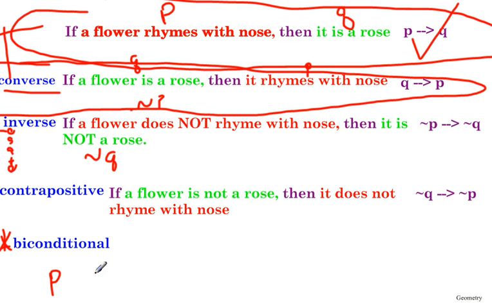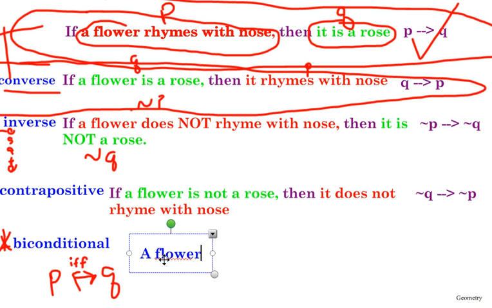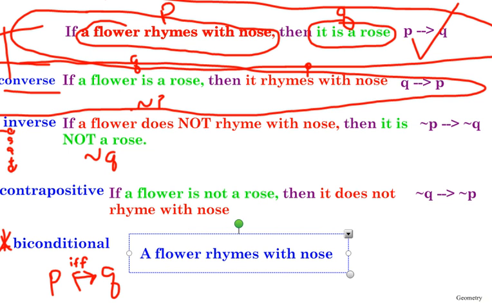Symbolically, your biconditional is just P and Q, but we have a double arrow in there. And that double arrow means if and only if. So that's why we want to identify our hypothesis and our conclusion. So we can say, remember P, a flower rhymes with nose. We got to put our if and only if in there. And then our Q, it is a rose.